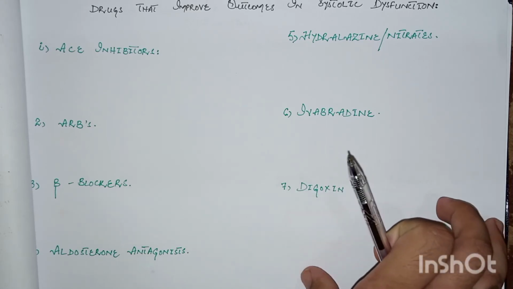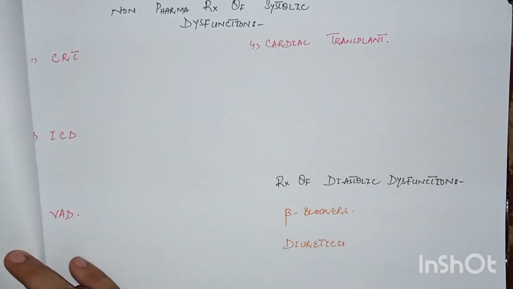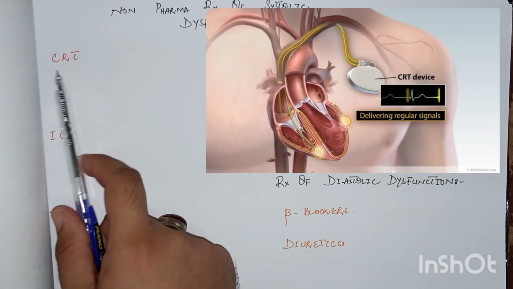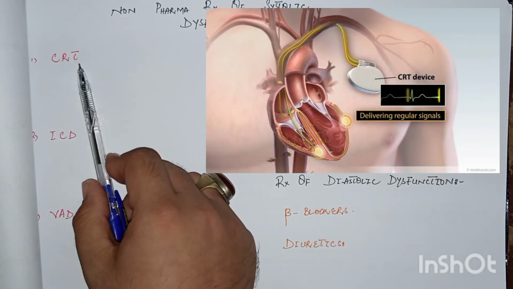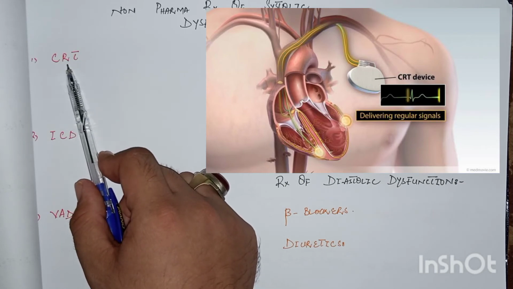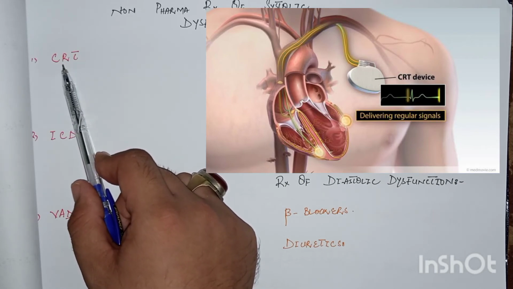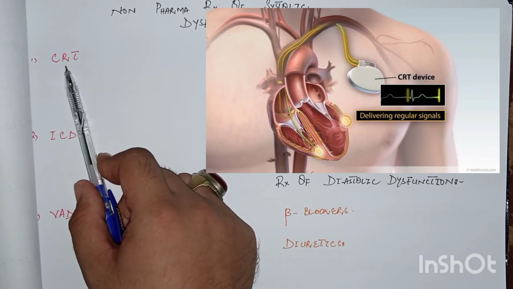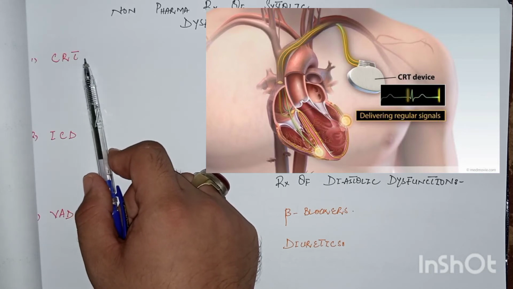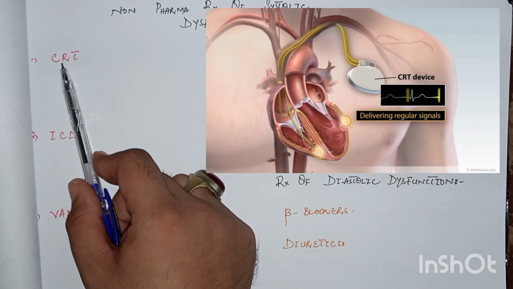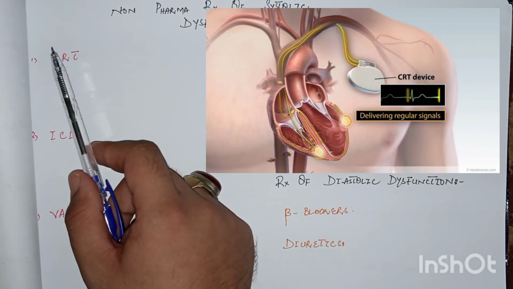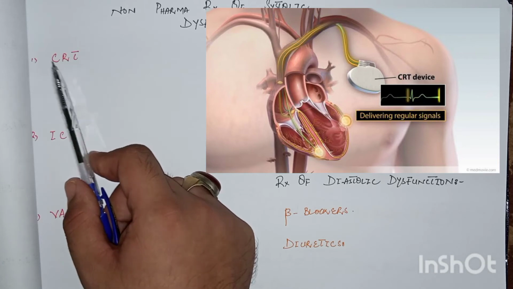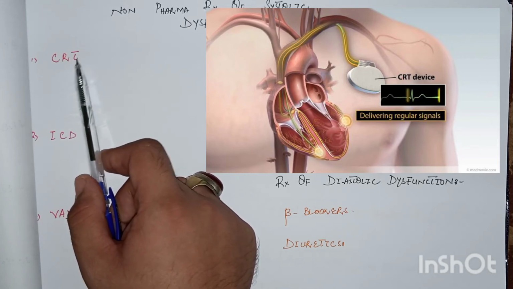Now, a few words about the non-pharmacological management of systolic dysfunction. This includes CRT. CRT means cardiac resynchronization therapy. It basically resynchronizes the atrial and ventricular activity at regular intervals, in which a biventricular pacemaker is inserted into the heart and the battery is placed outside the body. This technique is used in those patients whose ejection fraction is below 35%, that is, advanced stages of congestive cardiac failure, and this device reduces the mortality in these patients.